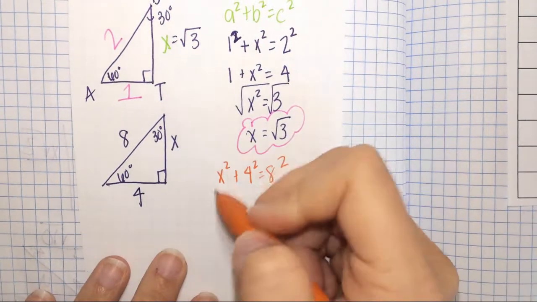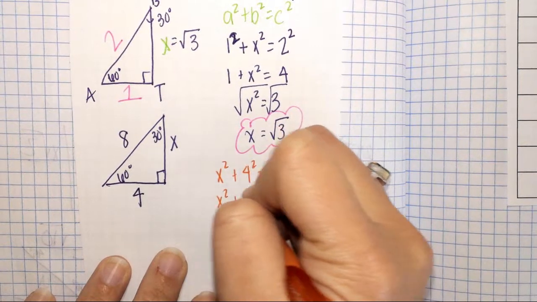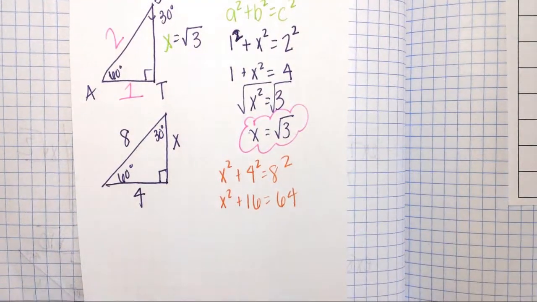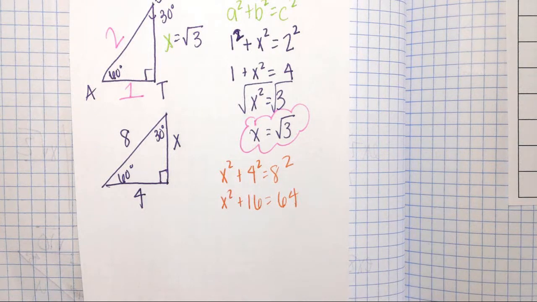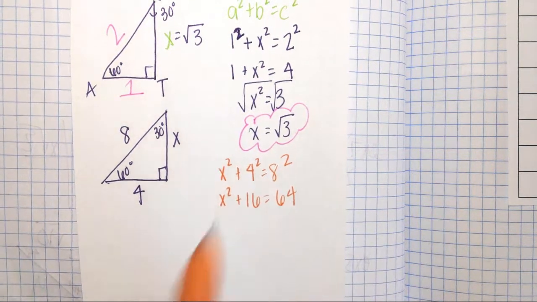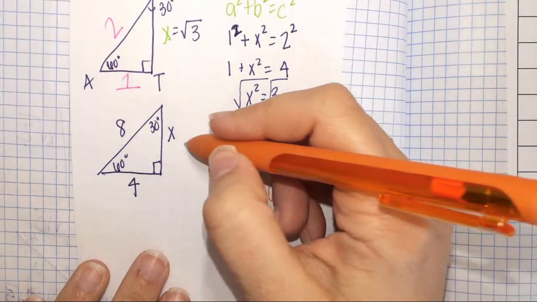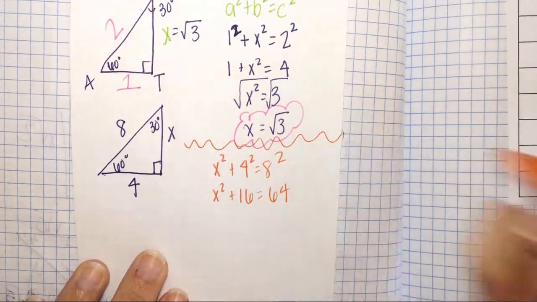All right, what's 4 squared? What's 8 squared? Now, could I also have plugged in my 4 for A? Does it really matter? No, it doesn't matter. You could have. Is what I'm saying. Yes.